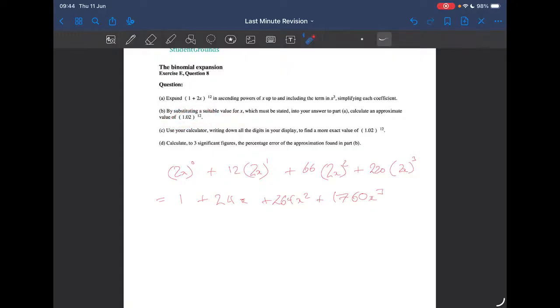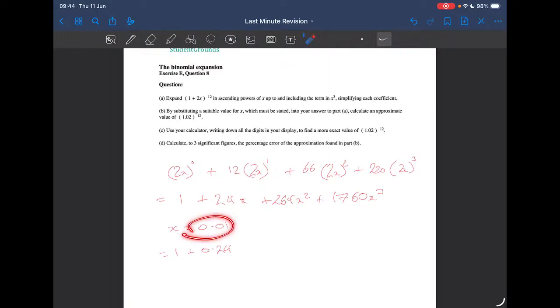Now then, we want to find a value for x. We want to match the inside up. So 1 plus 2x is 1.02, so x itself is going to be 0.01. So that is good. Let's plug this in then. What are we going to get? Well, 1 plus 24 over 100, so 0.24.